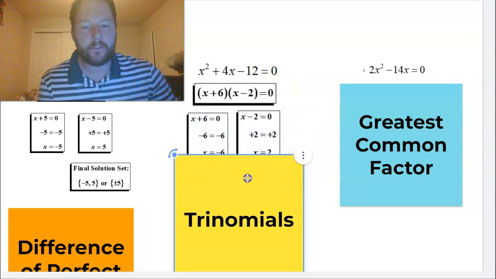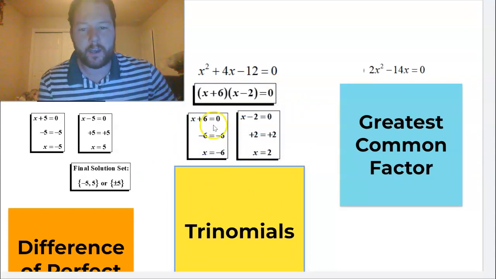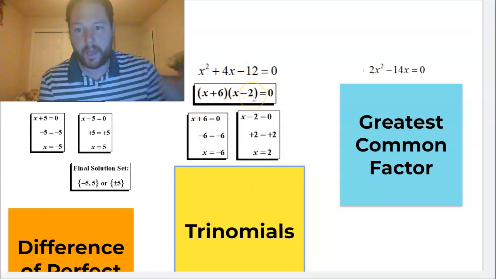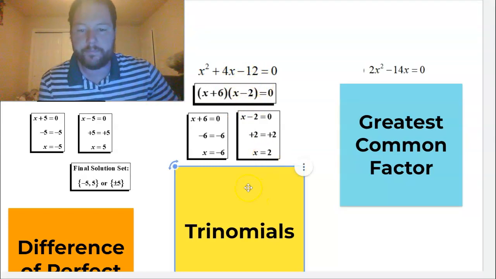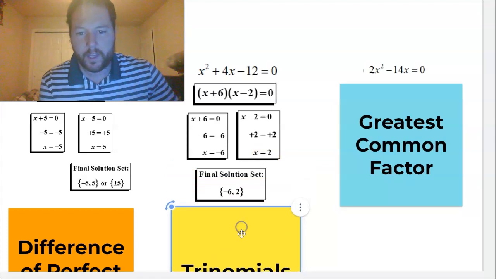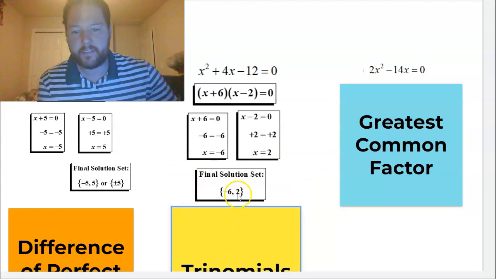We'll break this up into two different equations. On one side, we want what number makes this piece equal to 0? Well, that's -6. What number makes this piece, or that product multiplication, right, equal to 0? And that's going to be 2. Leaving us with the solution set of -6 and 2.